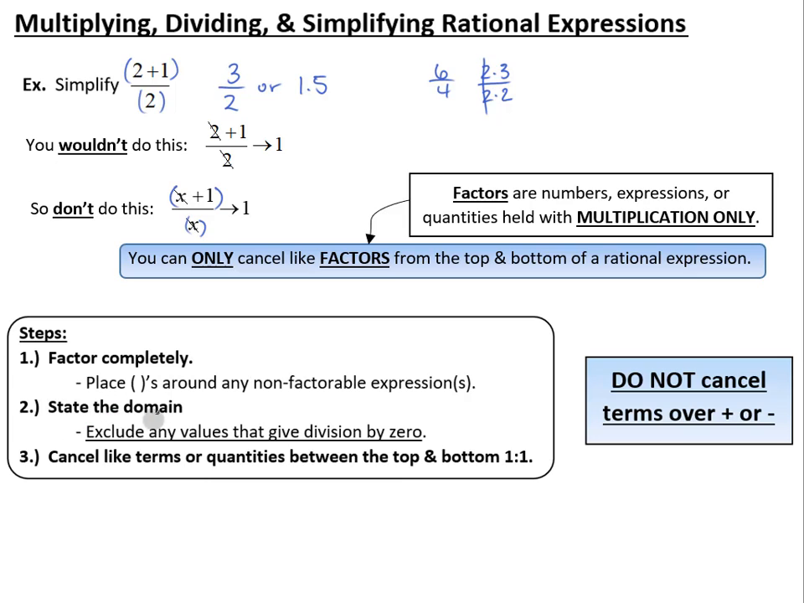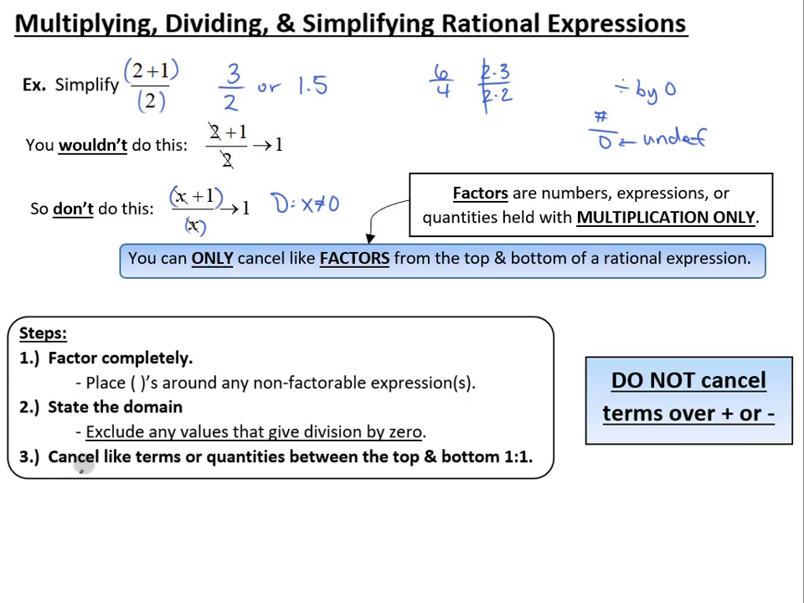The next thing we do is state the domain. Hopefully you know there are only a few things you can't do in math, and one of them is you cannot divide by 0. You cannot have 0 in the denominator. If there's a 0 in the denominator, this is undefined. So specifically, if we were looking at, say, this expression, what would make the denominator 0? When x is 0. So your domain for this would be x can't equal 0. It could be any other number, but plugging in 0 makes the bottom 0, and our whole expression is undefined. You cannot divide by 0. So that's what it says: excludes any values that give division by 0.